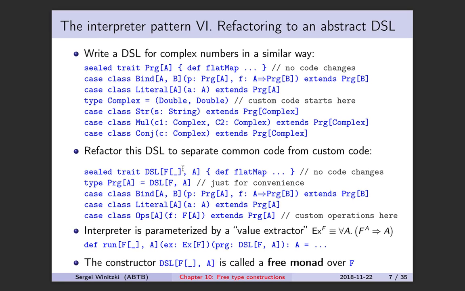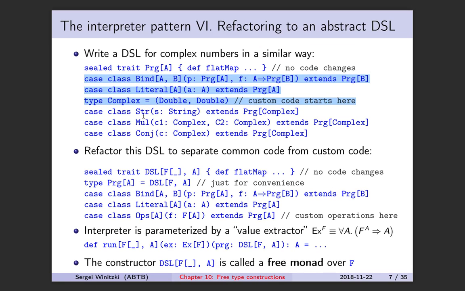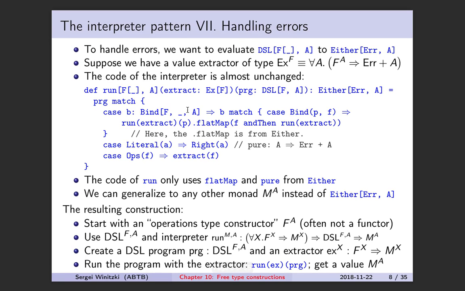I show how to refactor a DSL into a general part that is common for all programs and a part specific to an application, and that gives us a free monad construction. I show that if you run the free monad into a different target monad, you can do error handling, and this shows the flexibility of the interpreter pattern. I summarize how to construct a free monad DSL out of a type constructor.